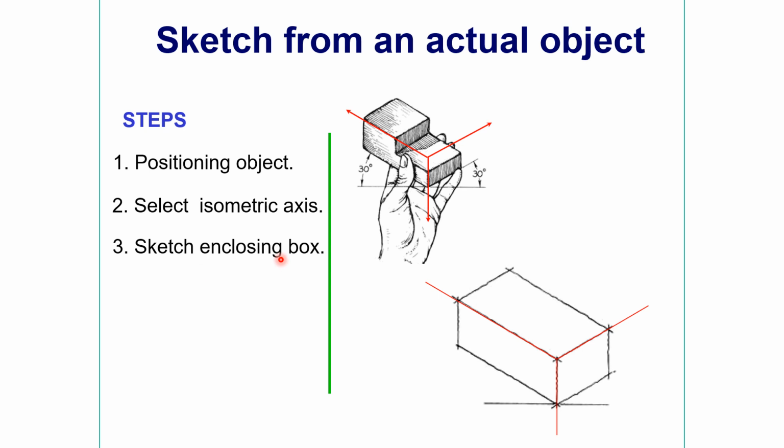Sketch the enclosing box. This is the rough length, width and height of this object, that is the isometric box. Whatever the object, you make roughly the length, width and height of that object, and that is the isometric box. I have already drawn the isometric axis.